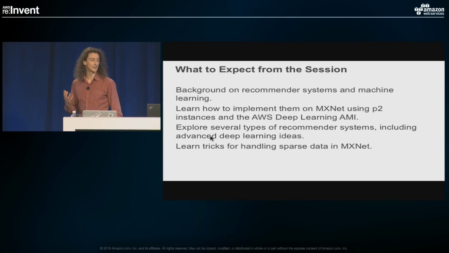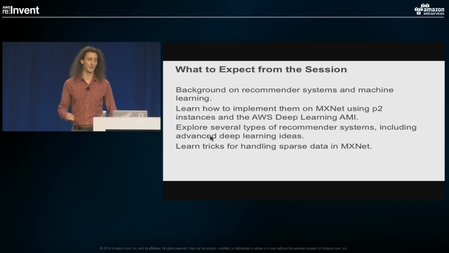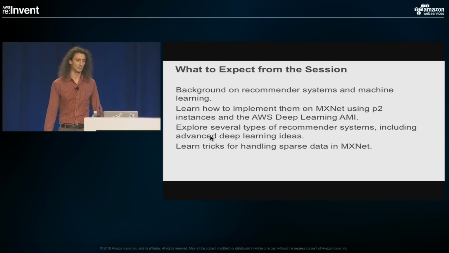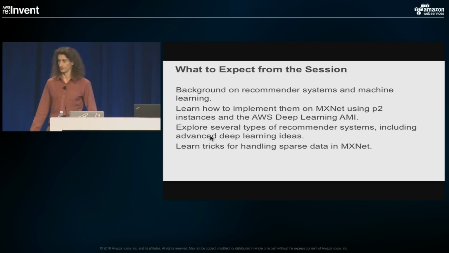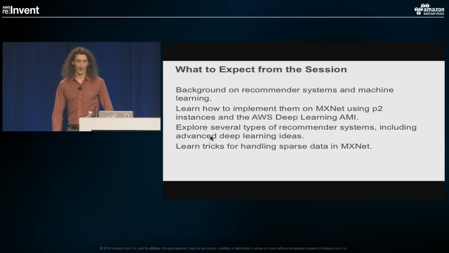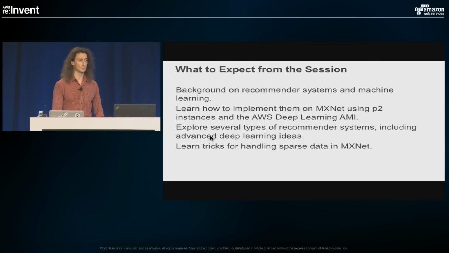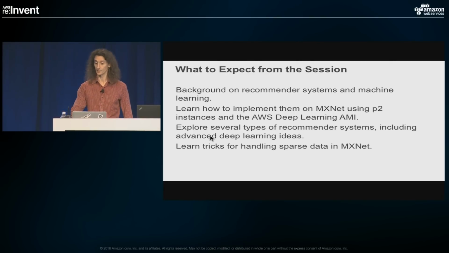We're going to start out talking about machine learning systems and recommender systems in general, show you how to implement those using MXNet on the P2 instances, using the deep learning AMI, and then go through 3 or 4 different kinds of recommender systems and show you how to build each of them using MXNet. And along the way, we're going to pick up some tricks for handling sparse data sets in MXNet. And we'll tell you more about what that means if you're not familiar with the term.